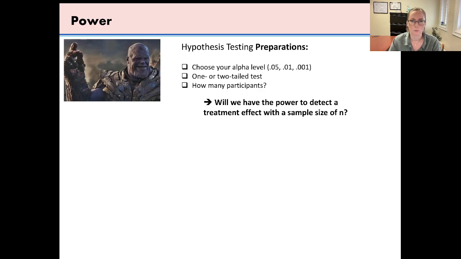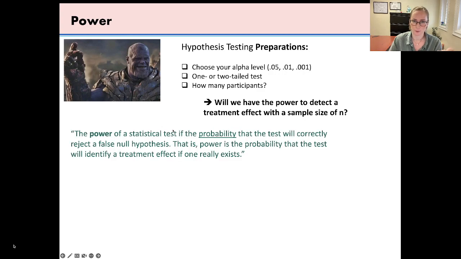But how many people you're going to run also affects the power. So will we have the power to detect a treatment effect with this sample size? With a sample size of 5, you probably have a very low amount of power to actually detect that treatment effect. So, taken from the book, whenever I have these quotations, I take this directly out of the book.